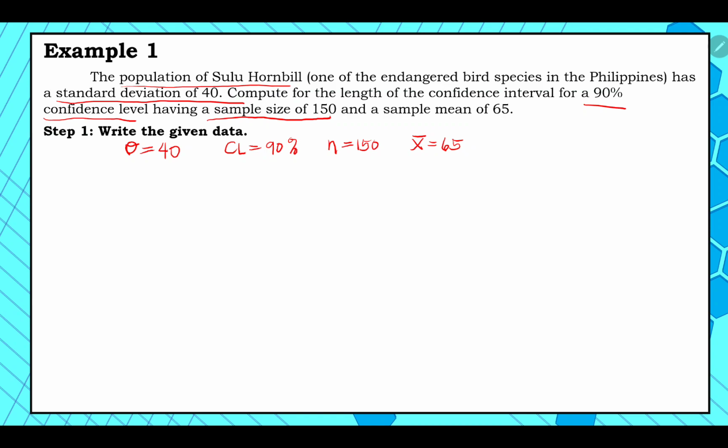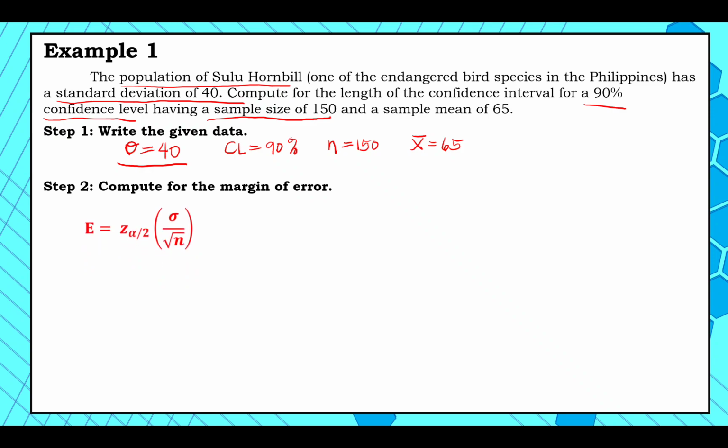So very clear that in this problem, the population standard deviation is known. So ito yung focus natin. Kailangan makikita sa problem that the population standard deviation is given or can be computed. Step 2, compute for the margin of error. So ito yung bagong formula na ini-introduce sa video na ito.